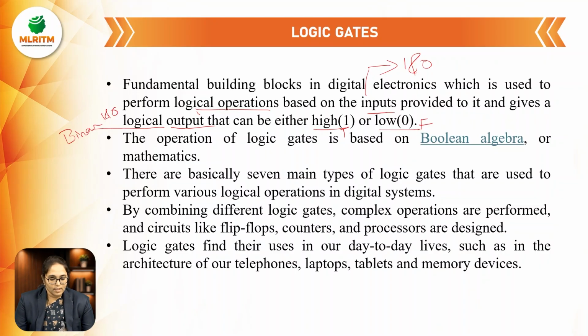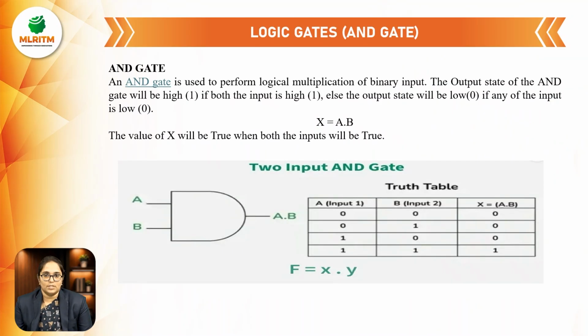These logic gates are based on Boolean algebra or mathematical functions. Here we have 7 main types of logic gates. So let's see what the 7 logic gates are. The first logic gate is nothing but the AND gate.